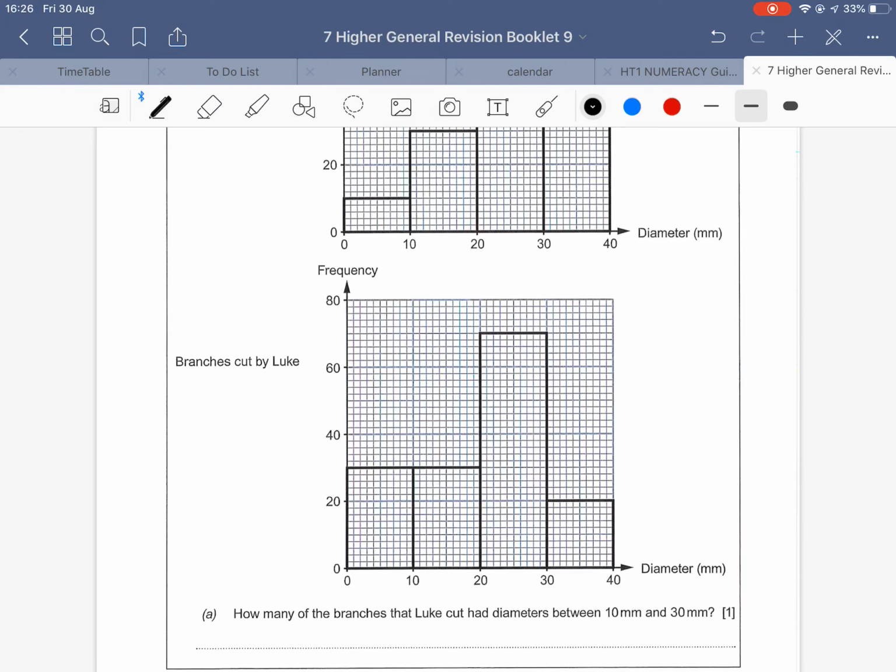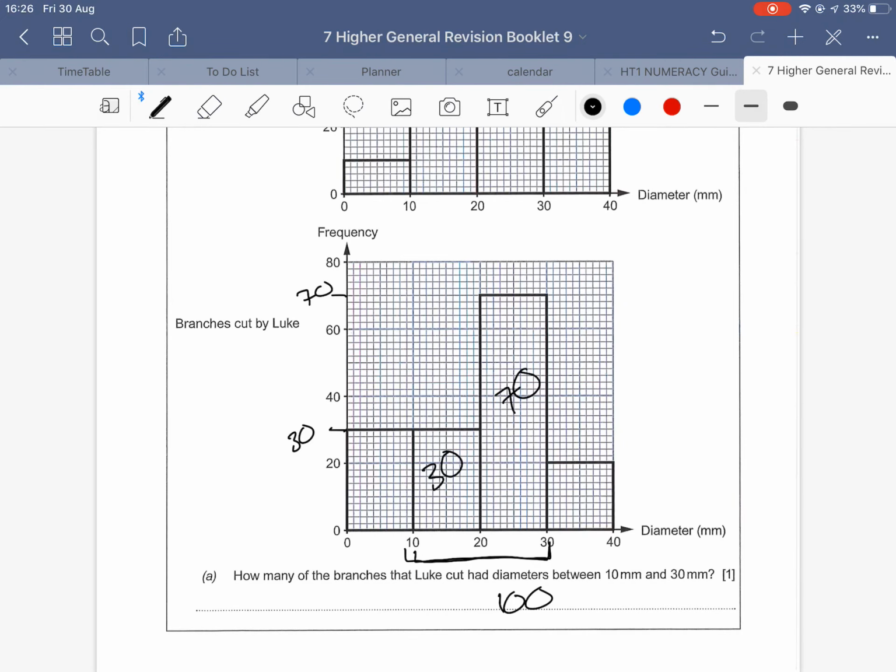How many of the branches that Luke cut have diameters between 10 and 30? So we want this amount here. So we're just going to add both of those. This one goes across to 30. So this one is 30 in here. And this one goes across smack bang in the middle again, 70. So 70 there. 30 and 70, 100. Simple.